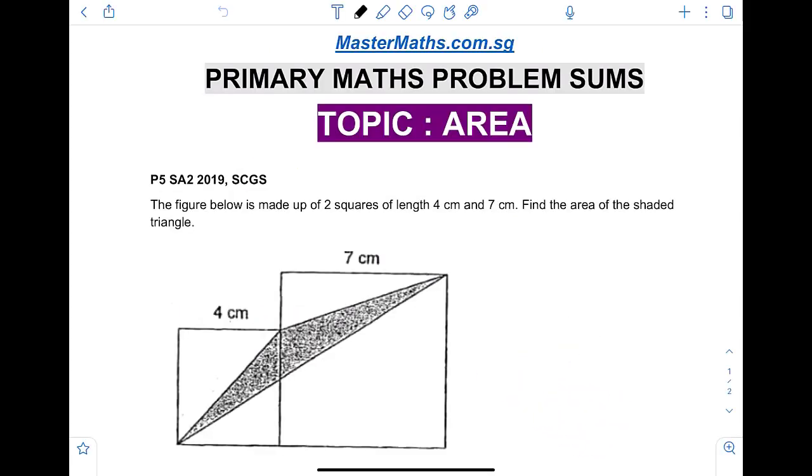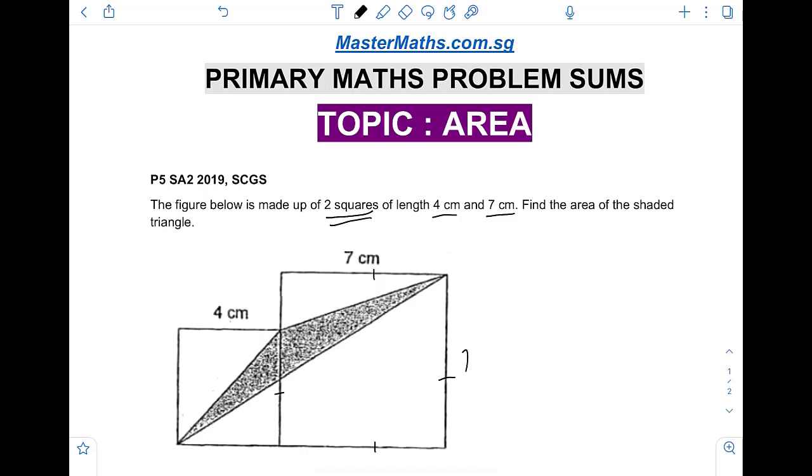Okay friends, this question was taken from the SCGS school, Primary 5, year 2019. The figure below is made up of two squares of length 4 and 7 cm. So what we can do right off the bat is to do some annotations.